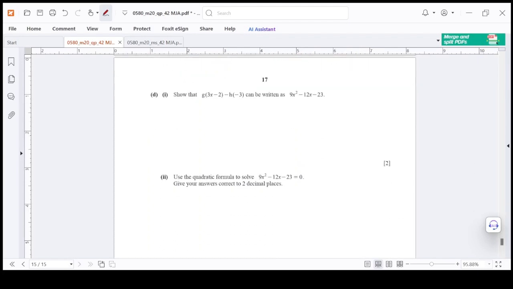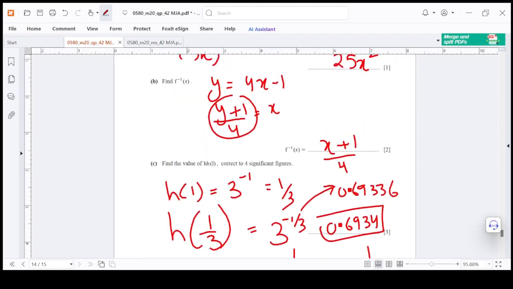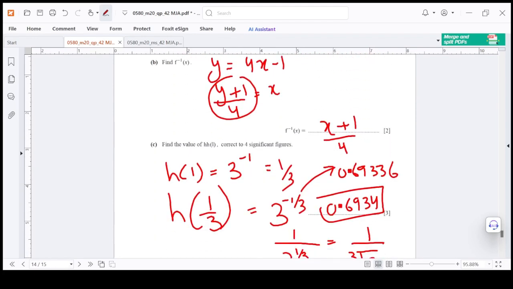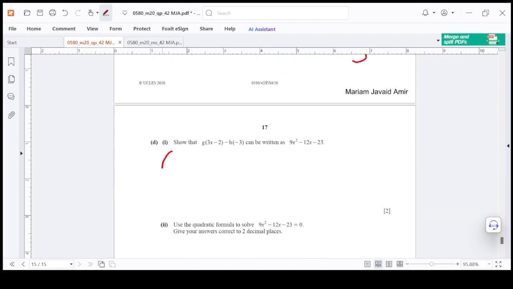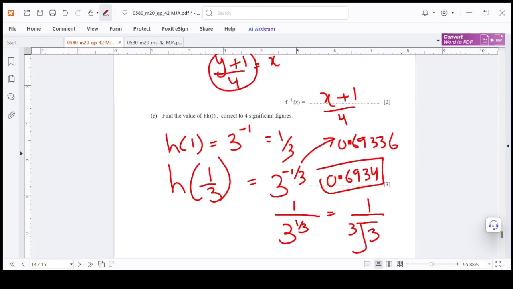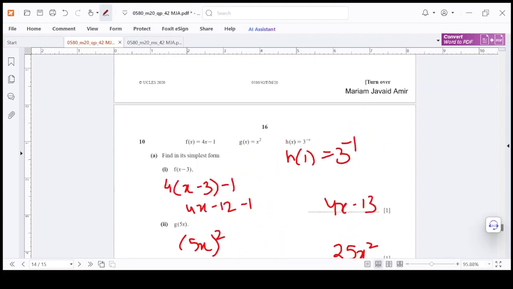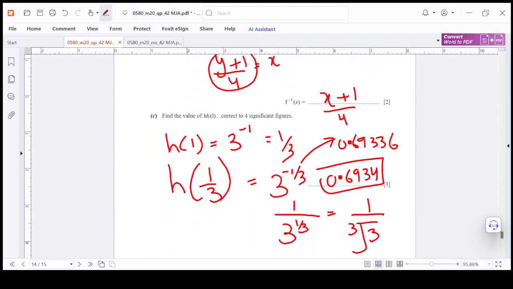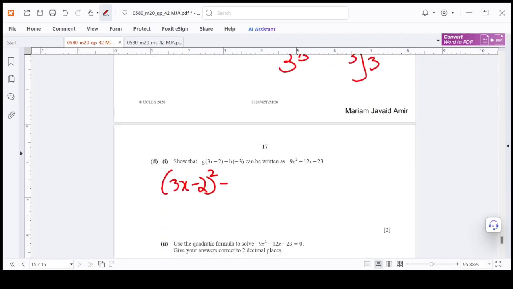Show that this can be written like that. Okay, g(3x minus 2). That means replace the x with 3x minus 2 and whole square it. So (3x minus 2) whole squared minus h(minus 3). I believe we already got h(minus 3)? No. So we replace this x with minus 3. It's going to be 3 minus minus 3, which is 3 power 3. So this would be 3 cubed.